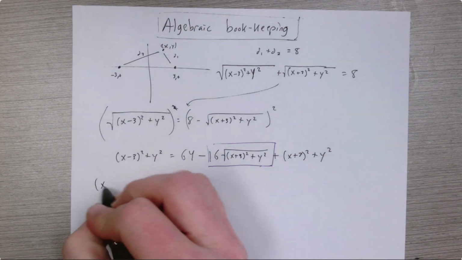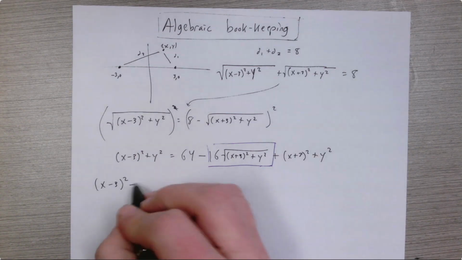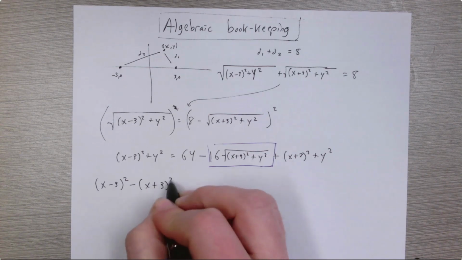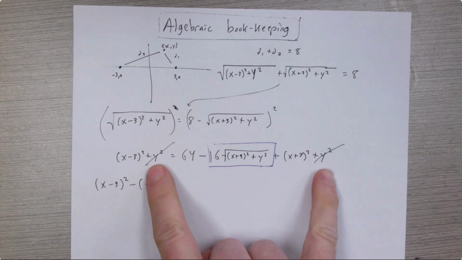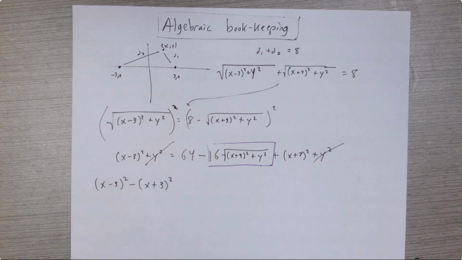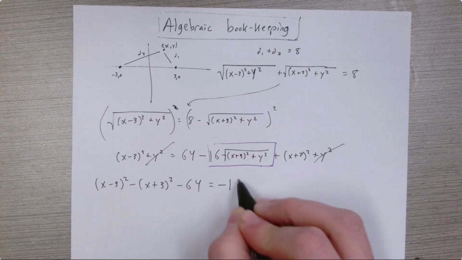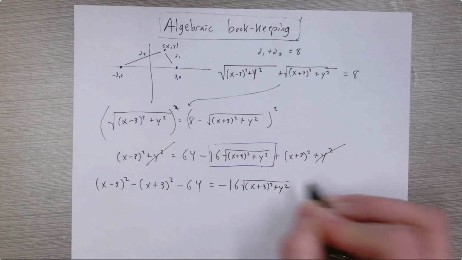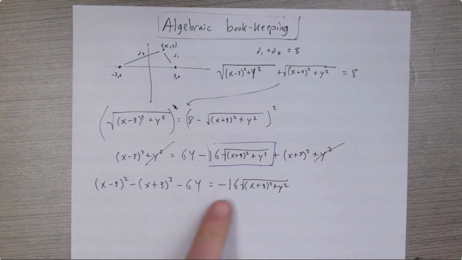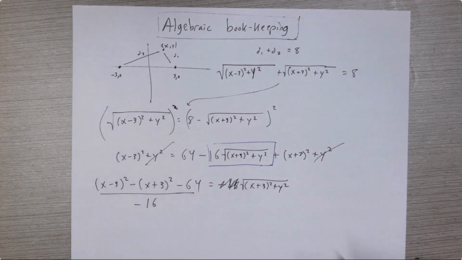So now I've got (x minus 3) squared, and then I'll subtract (x plus 3) squared, and I'm noticing y squared and y squared are canceling. That's nice, so I can subtract y squared from both sides. And now I'll subtract the 64, and then that's negative 16 times the square root of all this stuff. And maybe you wanted to divide by 16 before you square, so let's do that. So here it's divided by negative 16.